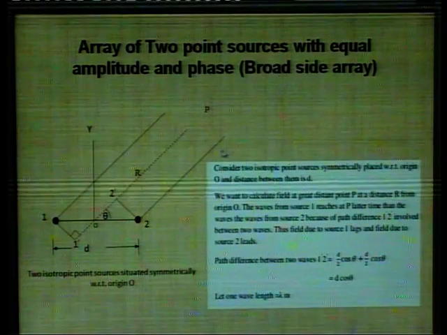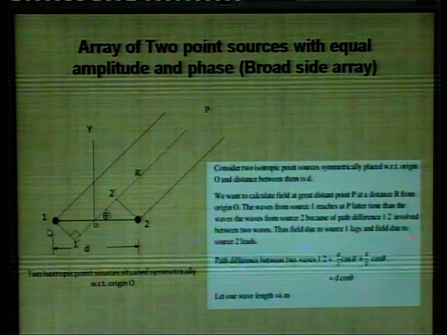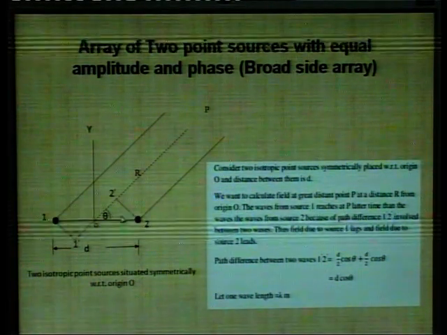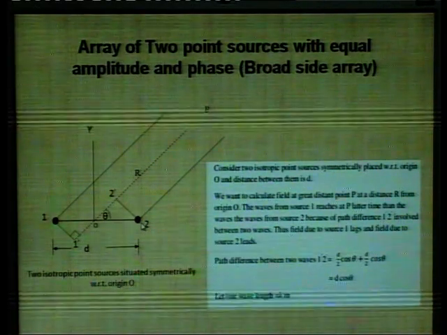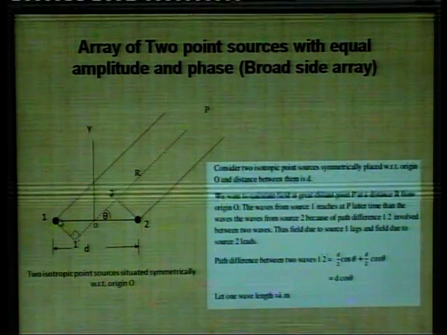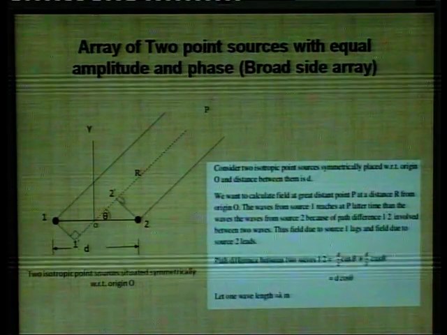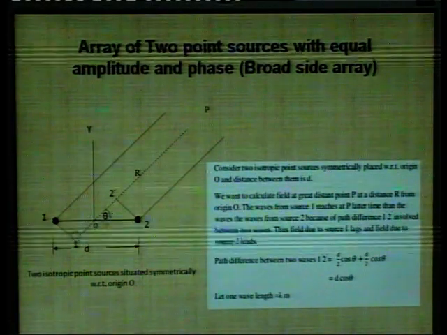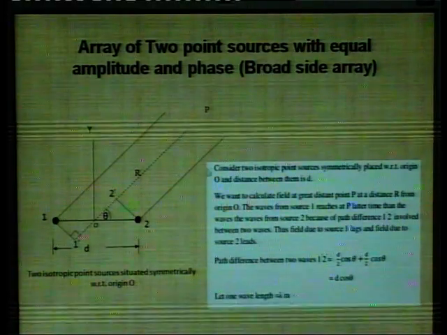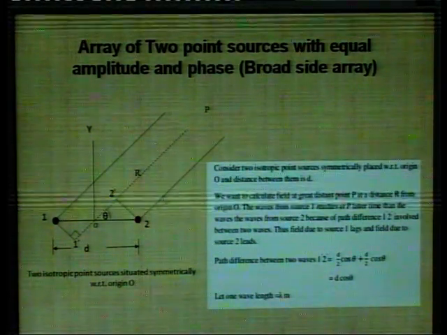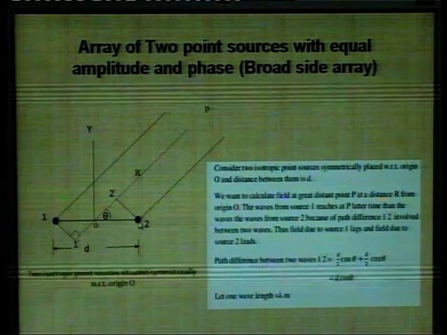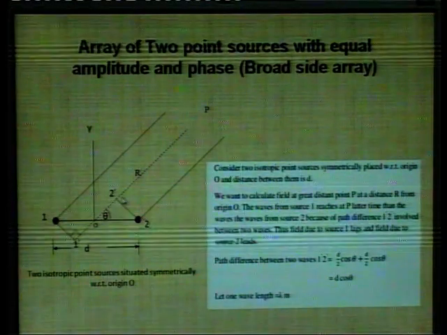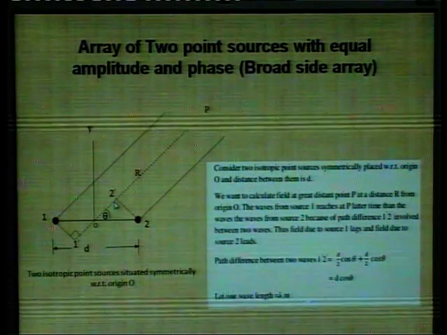We want to calculate the field at point P due to antenna number 1 and due to antenna number 2. The waves from antenna number 2 will reach point P earlier than the waves from antenna number 1, because there is a path difference 1'2'. This is the path difference 1'2'.